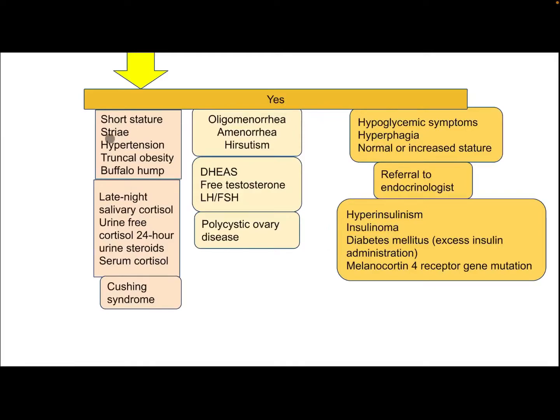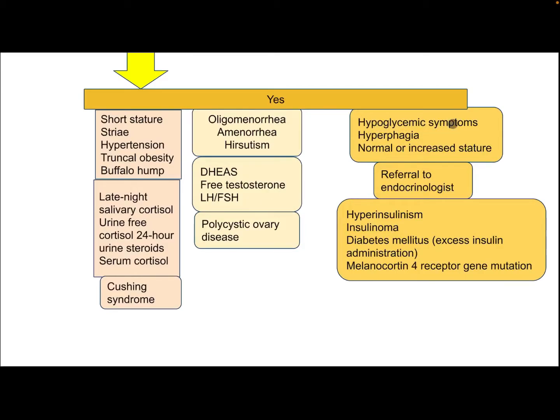Is there short stature, striae, hypertension, truncal obesity, buffalo hump? Patient needs late night salivary cortisol, urine free cortisol, 24-hour urine steroid, and serum cortisol. This is Cushing syndrome. If there is oligomenorrhea, amenorrhea, hirsutism, patient needs DHEAS, free testosterone, LH, FSH. This could be polycystic ovarian disease.